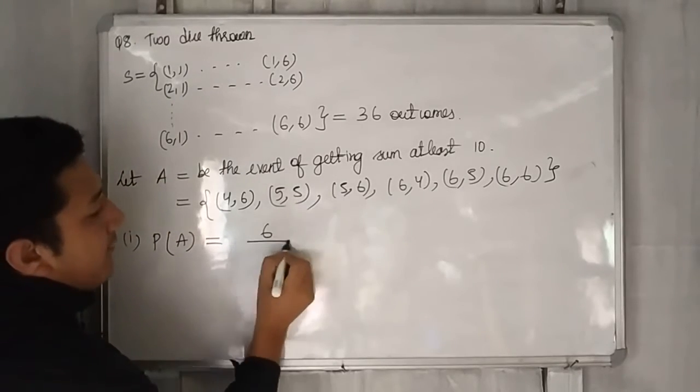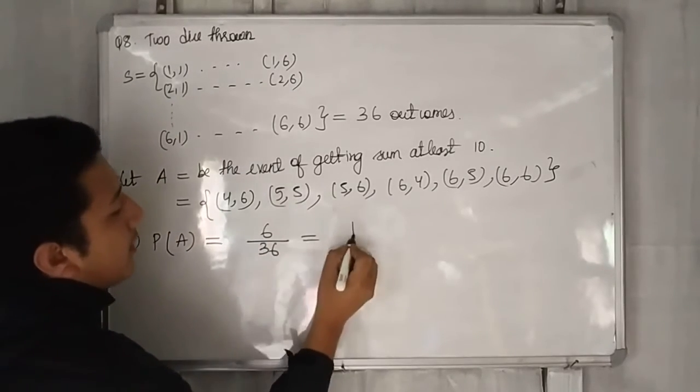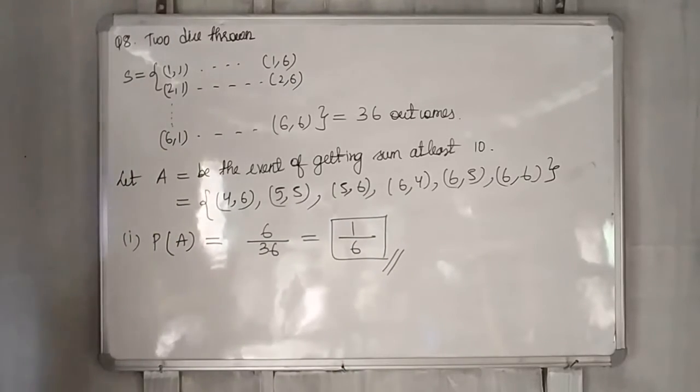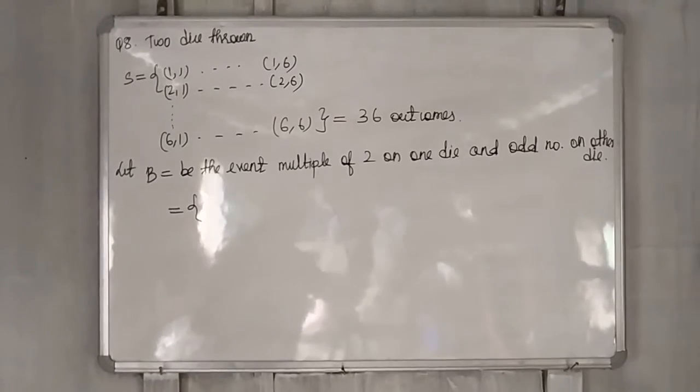Favorable is 6 divided by 36. So hence the answer is 1 by 6. So this is how we solve question number 8, part 1, boys. Please pause the video, note it down.